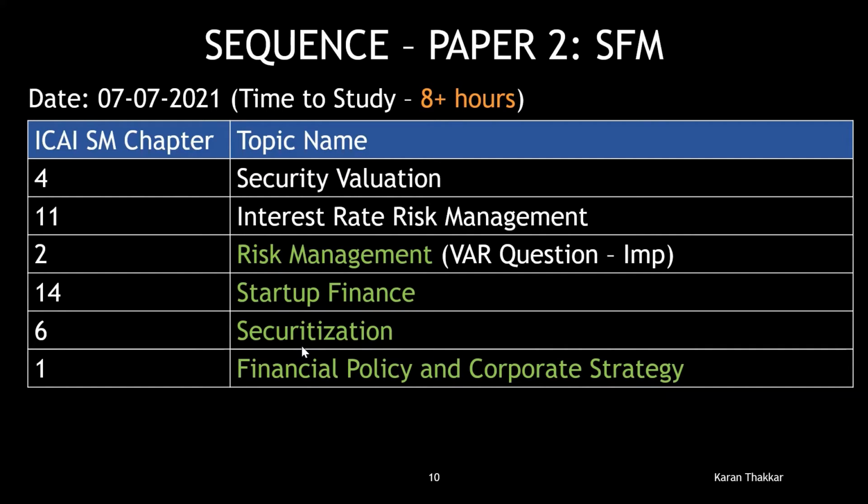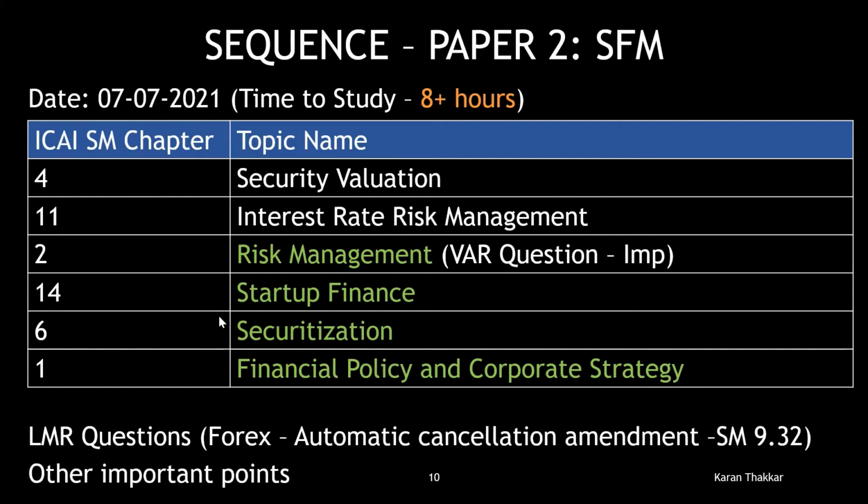So ones which are highlighted in green are those wherein you are most likely to be asked the theory questions from. Chapter 2 has one important question of value at risk as well. So don't miss that question. Do it well.